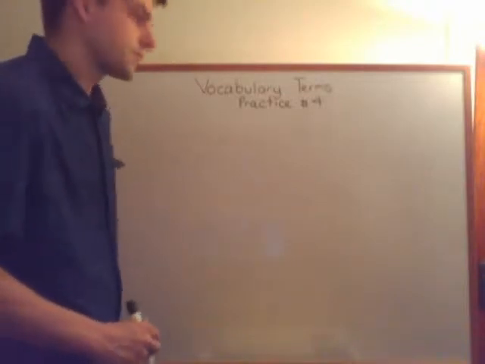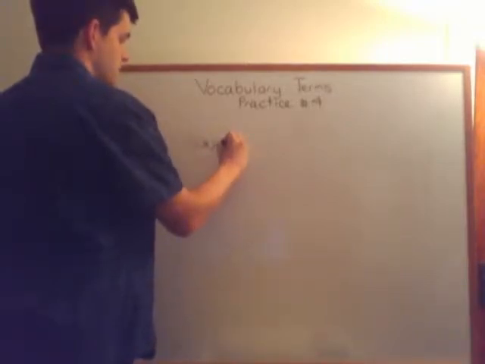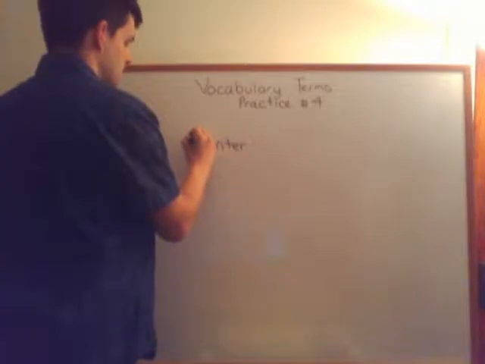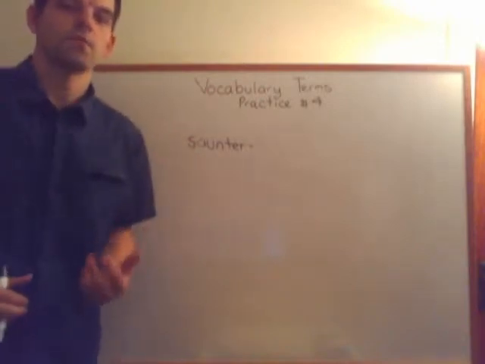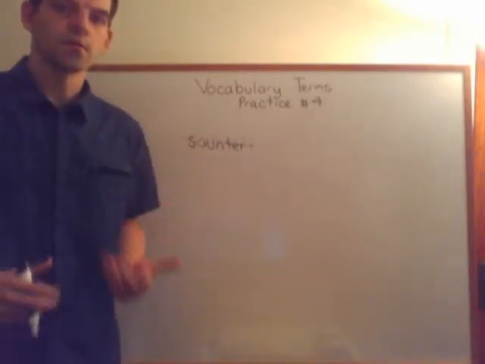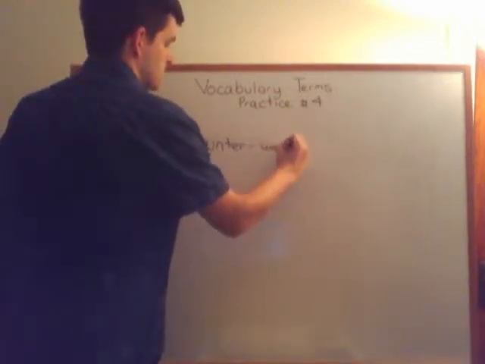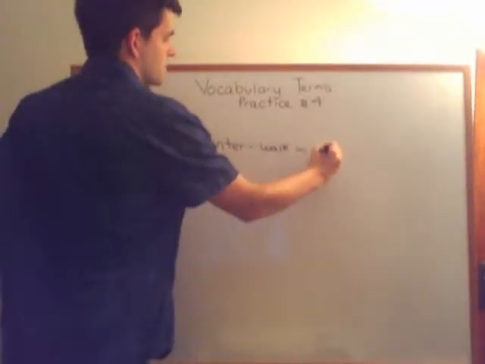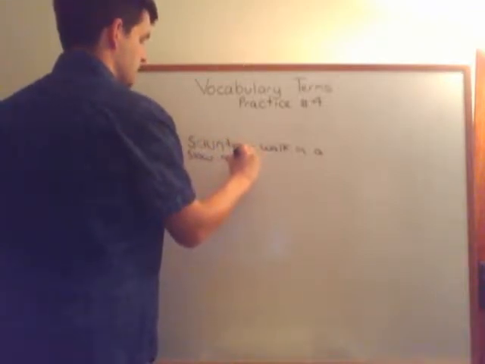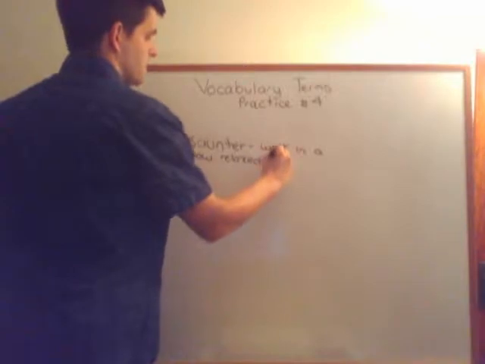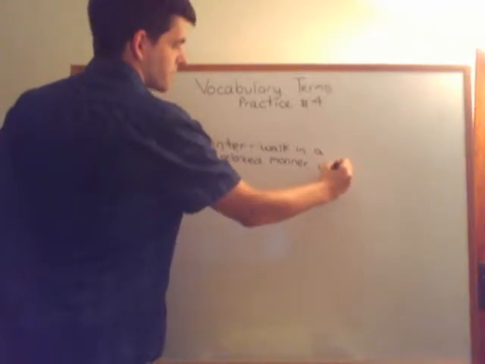Our first word for today is the word saunter, and saunter is spelled S-A-U-N-T-E-R. Now the definition of saunter is to walk in a slow, relaxed manner without any hurry or effort. Okay? Walk in a slow, relaxed manner without hurry or effort.